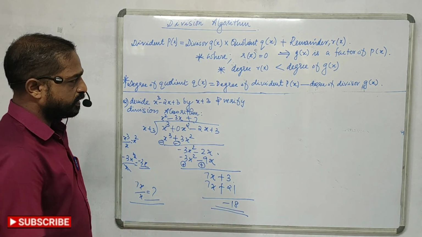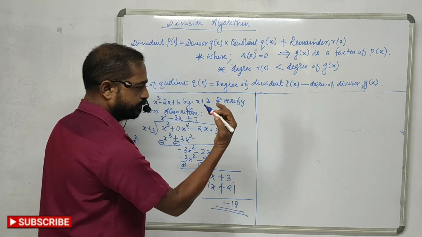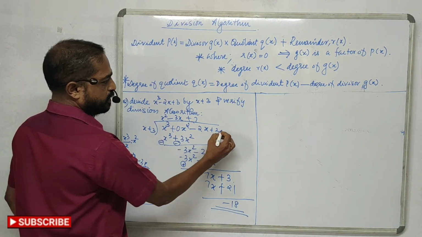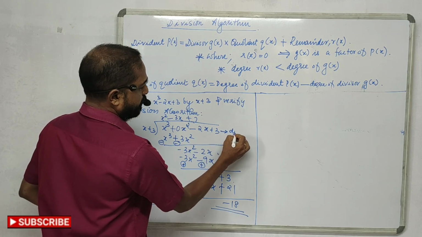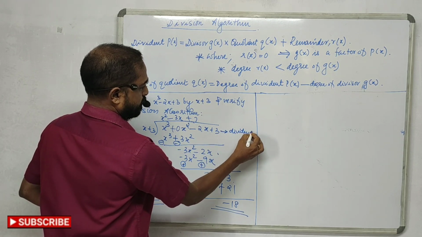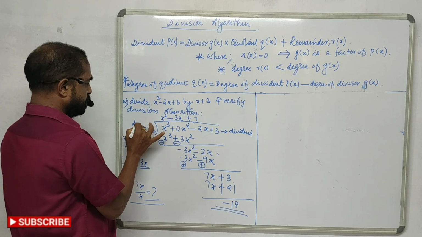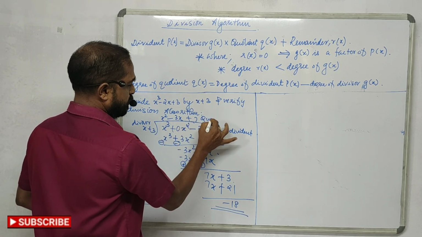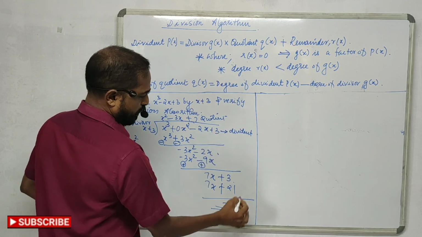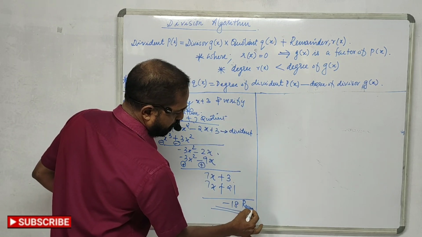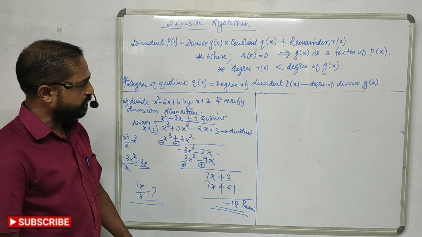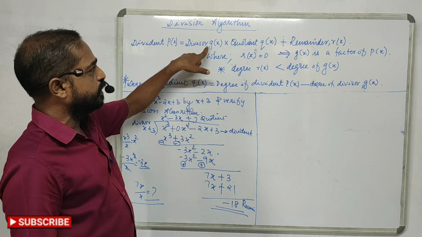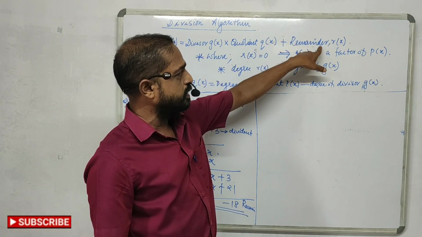Isn't it? So what is the division algorithm? So here, this is the dividend and this is the divisor and this is the quotient and this minus 18 is the remainder. So what is division algorithm? Division algorithm says that dividend is equal to divisor into quotient plus remainder.